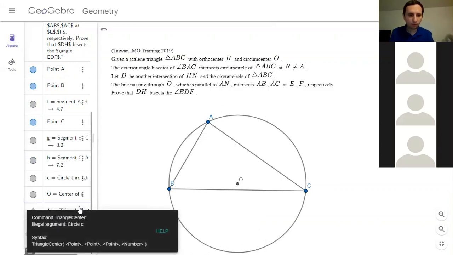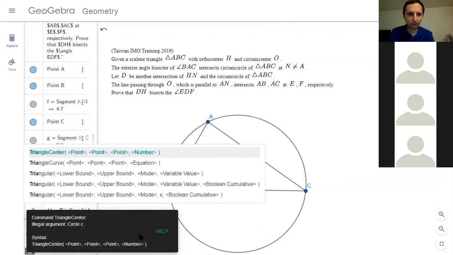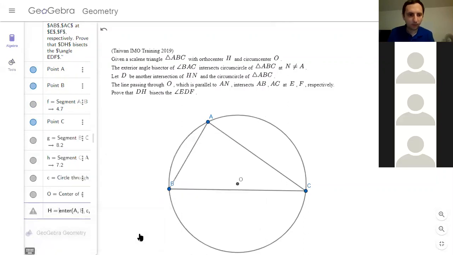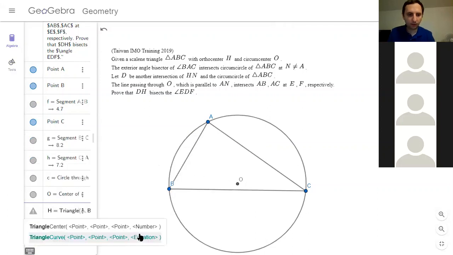Whoops. This thing drives me crazy. Oh, that's because the C is not capitalized. A, B, C.